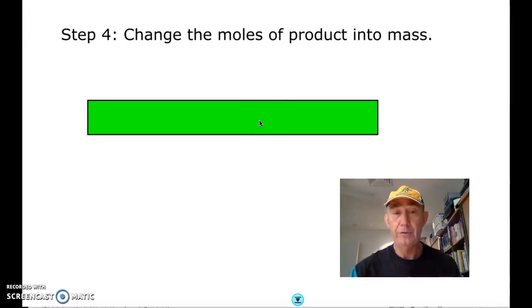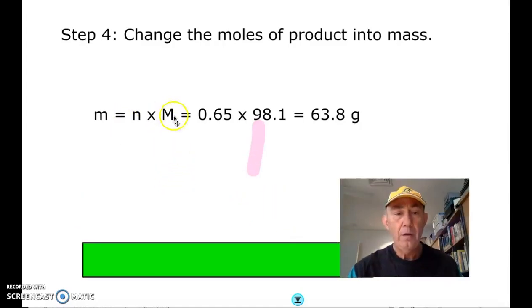We should now be able to stop and turn those moles of sulfuric acid, 0.65, into a mass. So press pause, do that quick little calculation. Okay, so we had 0.65, we multiplied by the molar mass of sulfuric acid, so we made 63.8 grams of sulfuric acid, taking into account the efficiencies of the reactions.